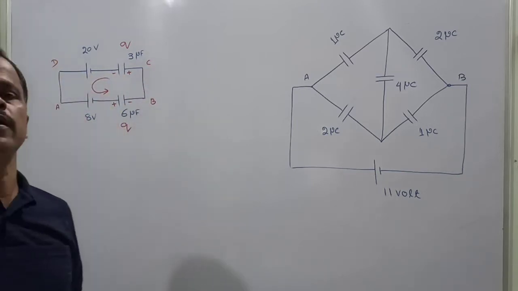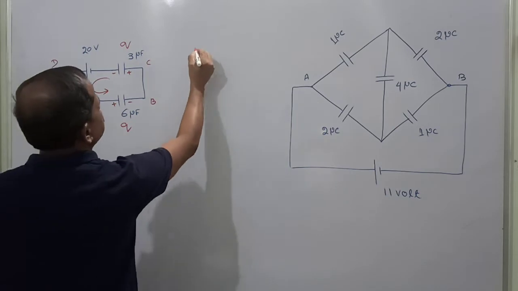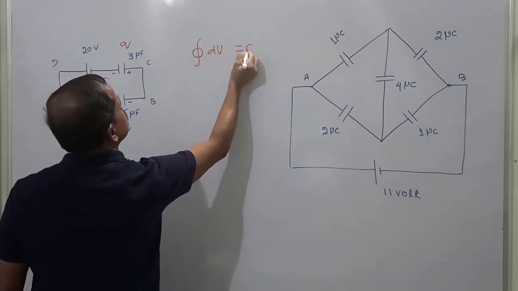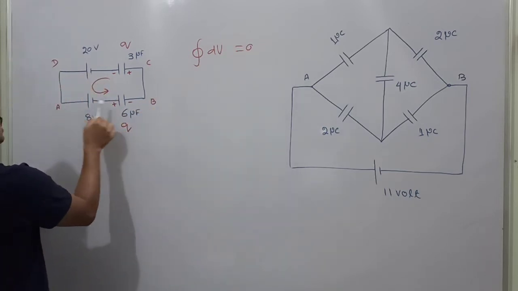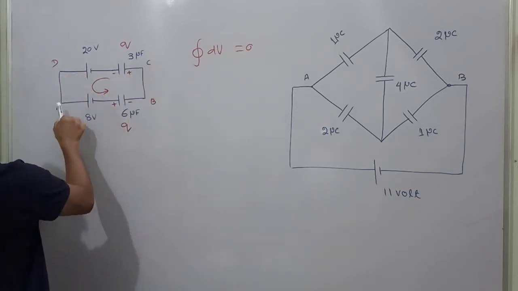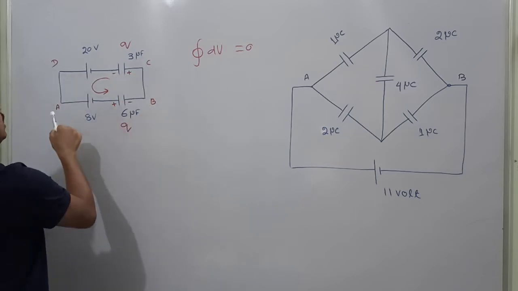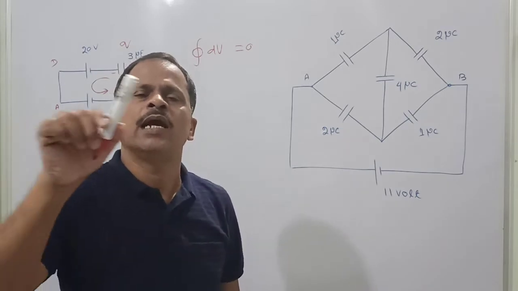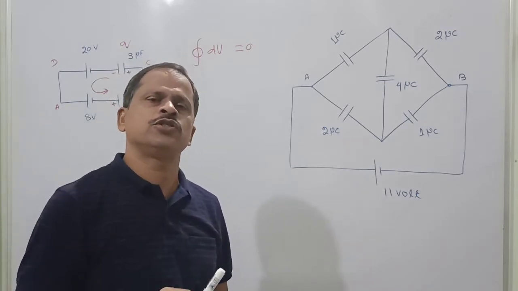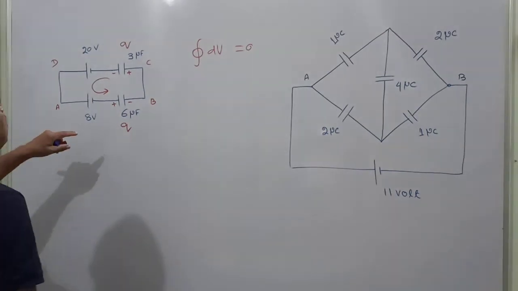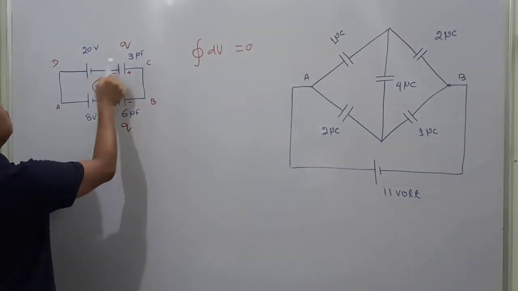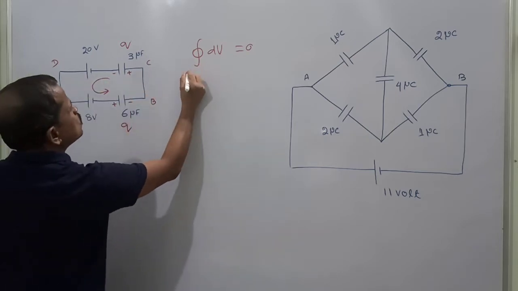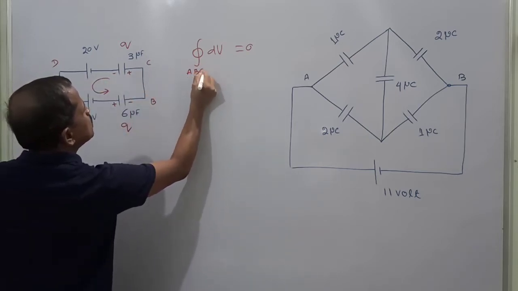According to Kirchhoff's second law, we know that the net potential in a closed path, integral of dV, is equal to 0. Then what is the closed path? Maybe A, B, C, D, A. It does not matter whether you take a clockwise loop or an anti-clockwise loop. Now it is convenient for me to take the loop A, B, C, D. So the closed path is A, B, C, D.